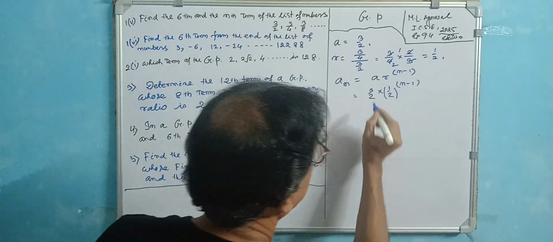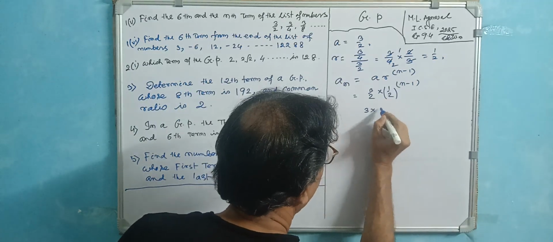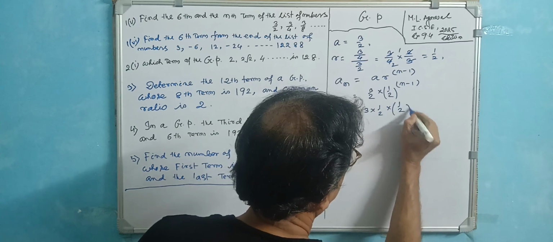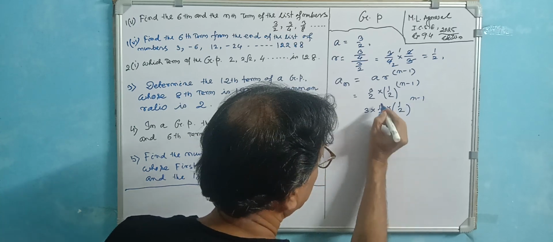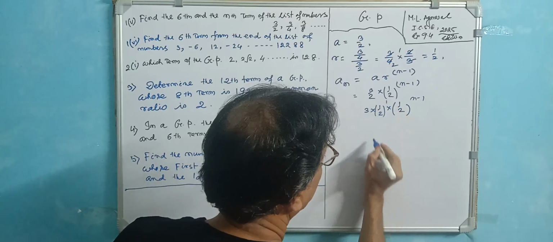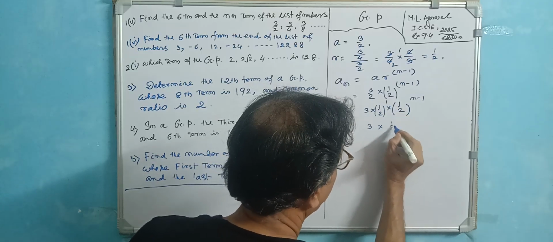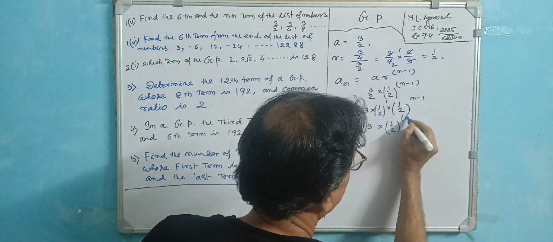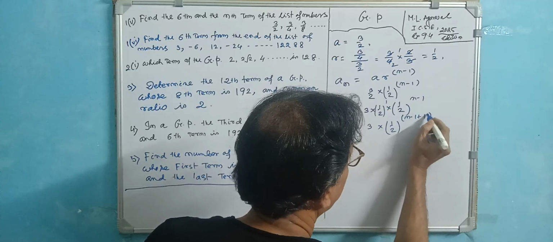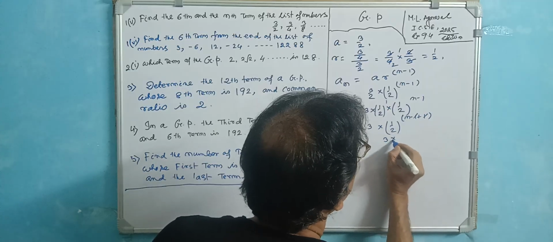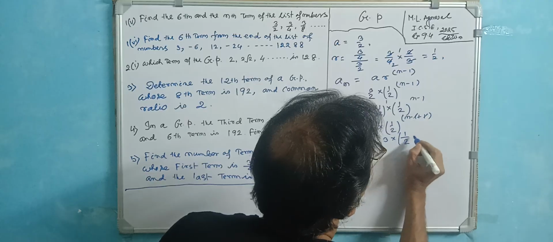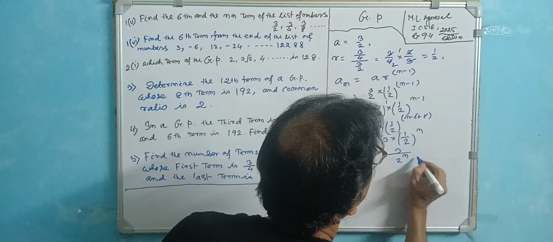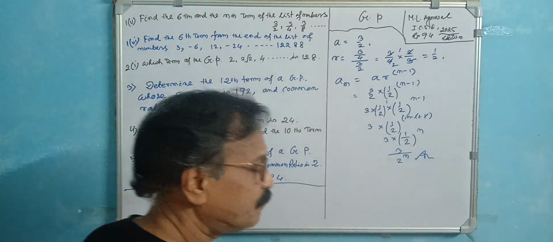Now here is a trick. 3 by 2 means you write 3 into half. And here it is half to the power n minus 1. The power of this half is 1. In exponents, when the bases are the same, the powers are added. So n minus 1 plus 1. Actually this is 3 into half to the power n, or 3 by 2 to the power n. Here is the answer.